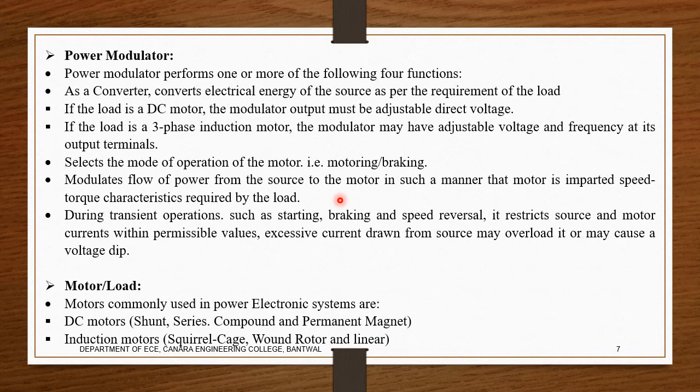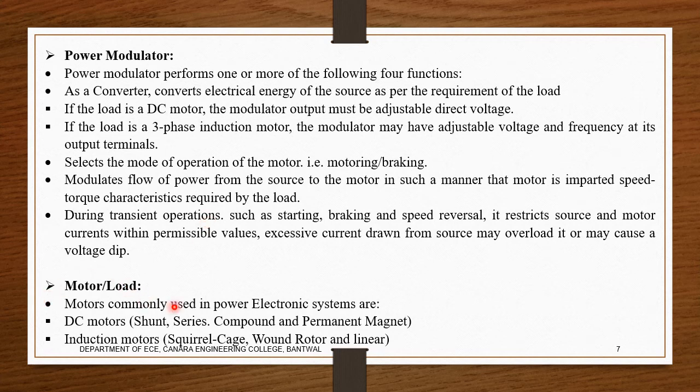been reduced or increased. During transient operations such as starting, braking, and speed reversal, it restricts the source and motor current to a permissible value, since excessive current drawn from the source may cause an overload or a voltage dip. So it is trying to control all this during starting, braking, and speed reversal. It acts as a mediator, trying to satisfy the motor as per what is required from the source.